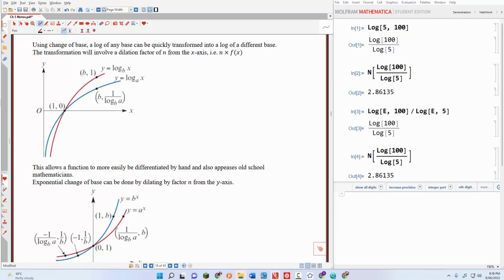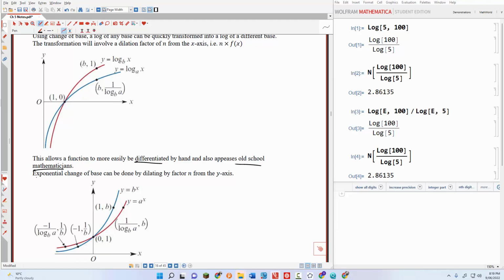So using change of base, a log of any base can be quickly transformed into a log of a different base. So if your log function is in base 2, you can change it to log base e, and you can do the same to the exponential function. And why do it? Well, it allows the function to be more easily differentiated by hand, and also appeases, as I've said, old school mathematicians who will say that the only two bases really are base e or base 10.